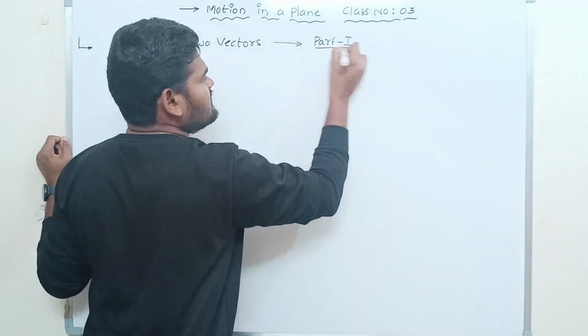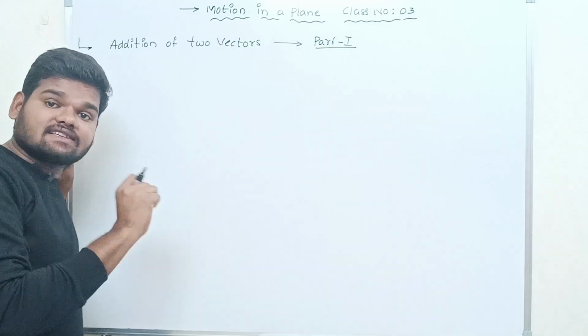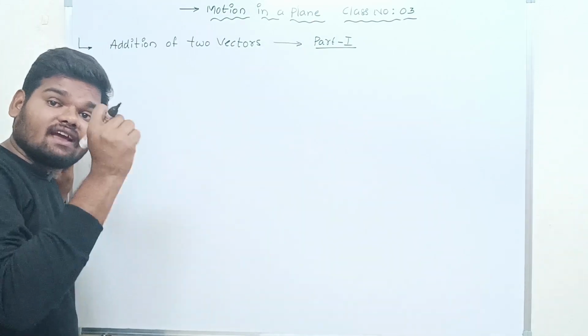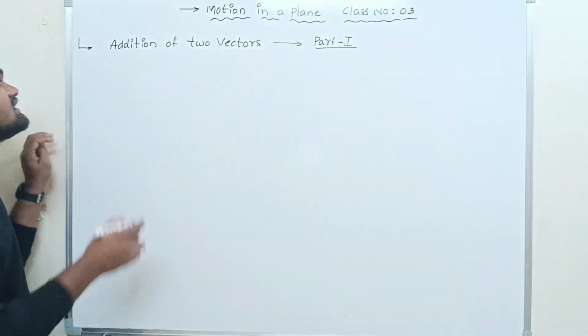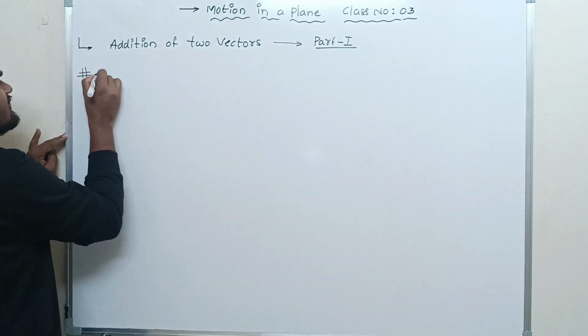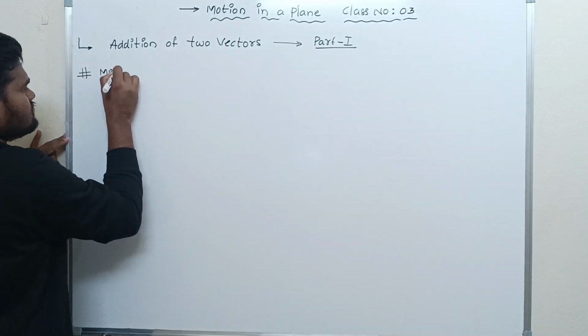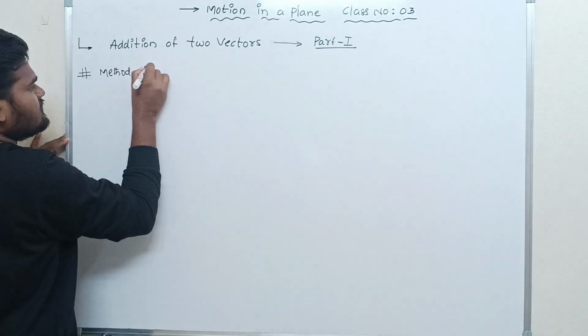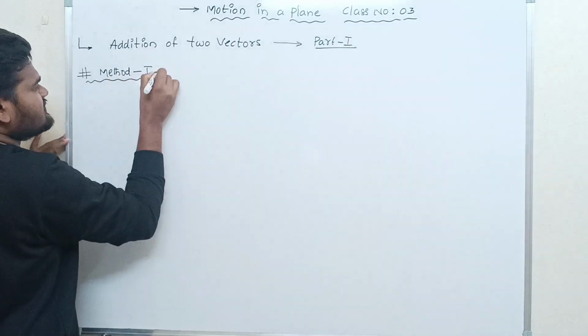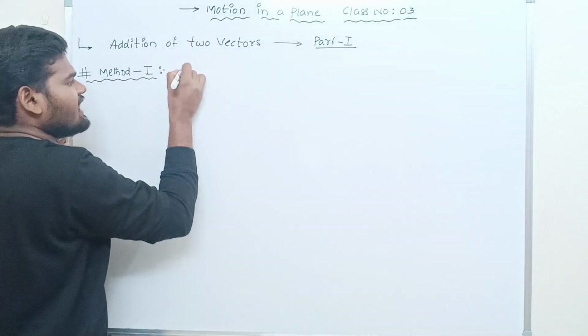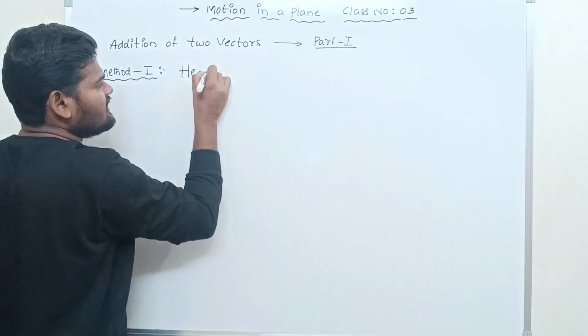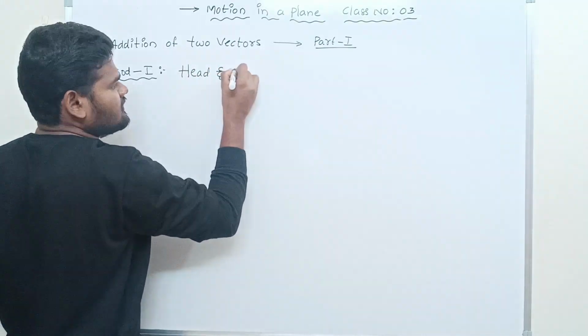In this session, we are going to discuss the head tail method and the triangle law of vectors. What is the first method? Method one. What is the first method to find the addition of two vectors? That is the head and tail method.